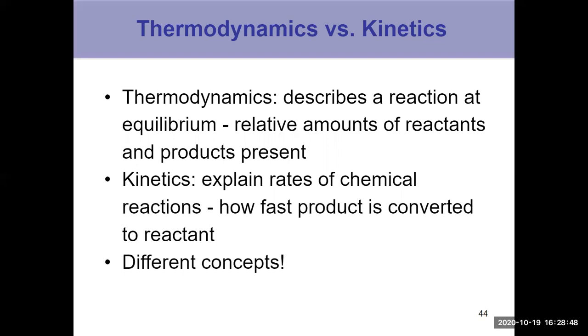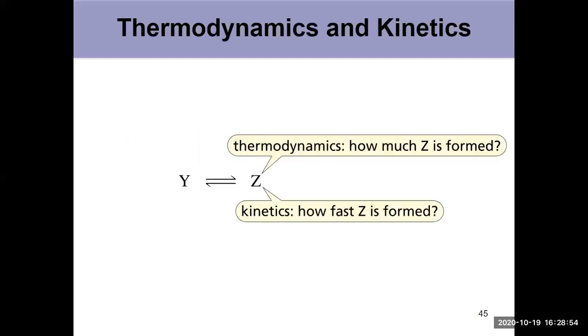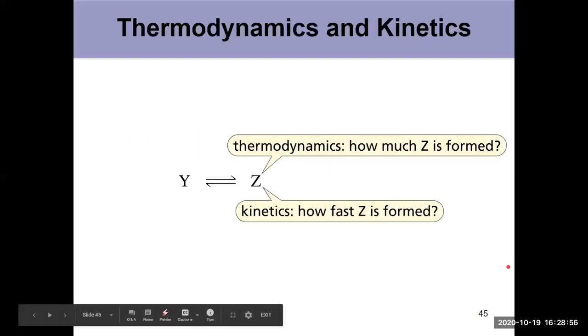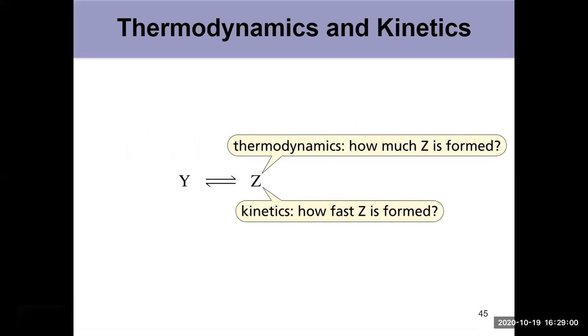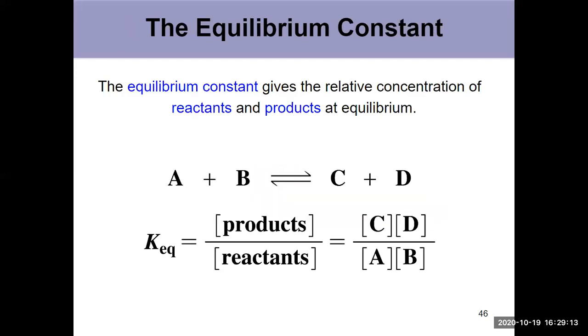So those are different concepts. It's easy to confuse them. Make sure you know both, right? Thermodynamics is looking at how much of something is formed. Kinetics is looking at how fast something is formed. Even though a reaction might be favorable thermodynamically, it might be so slow that it never occurs in a reasonable time frame.